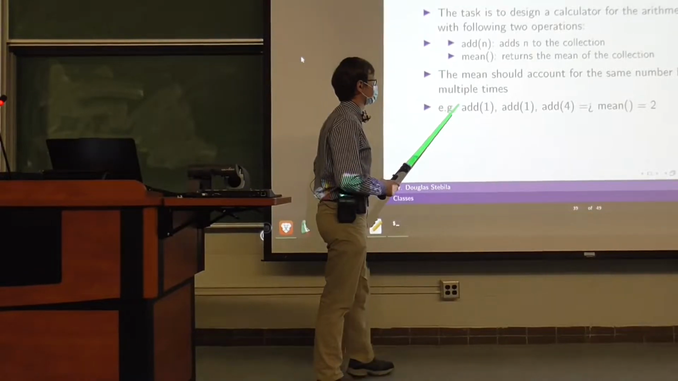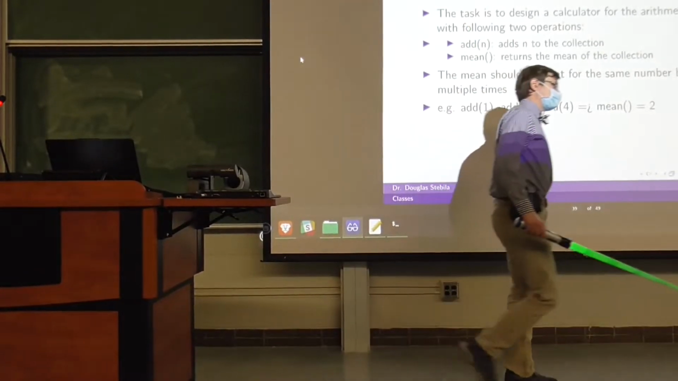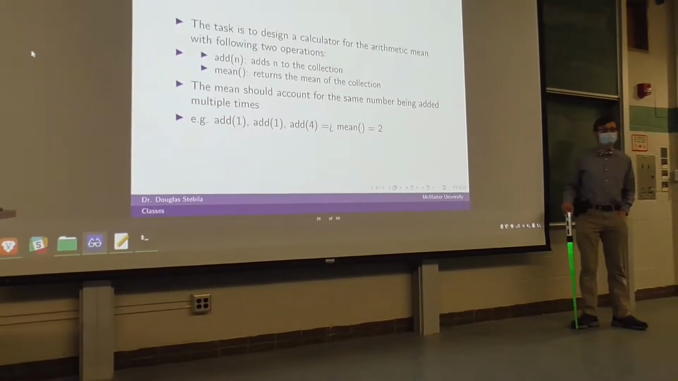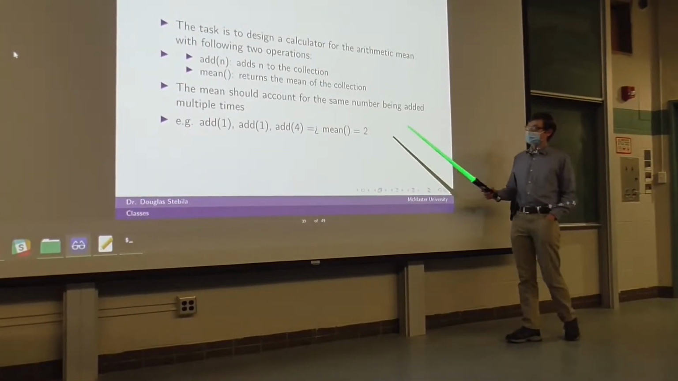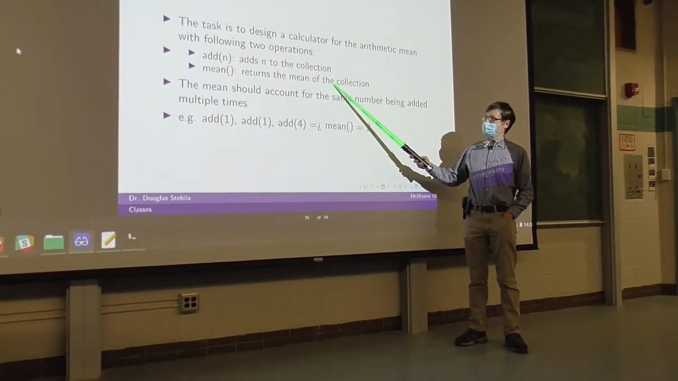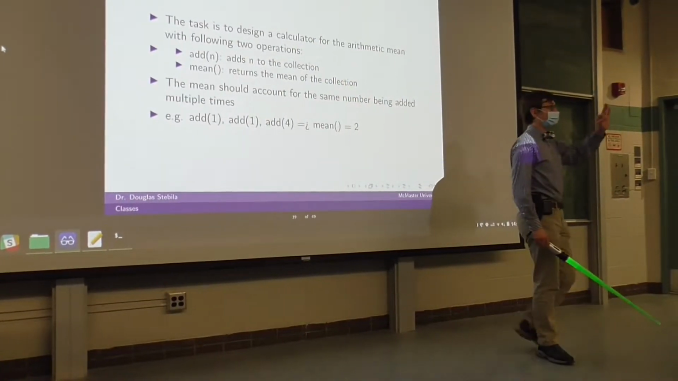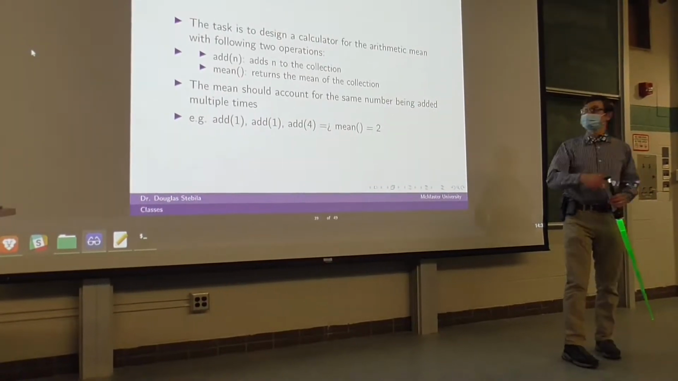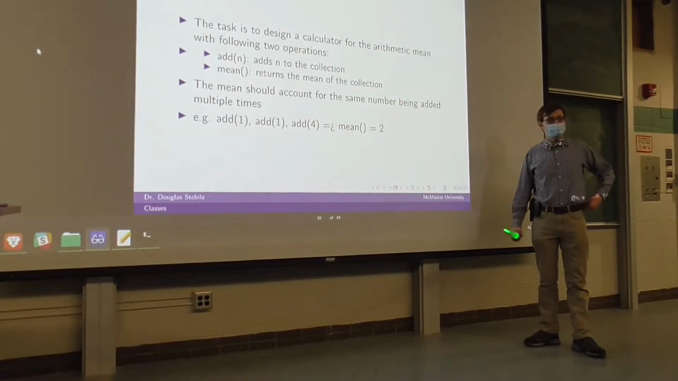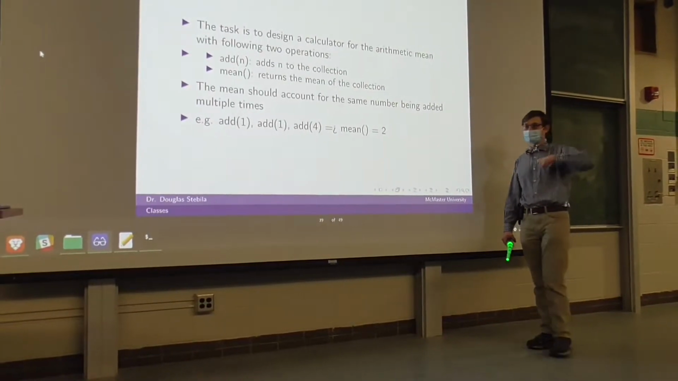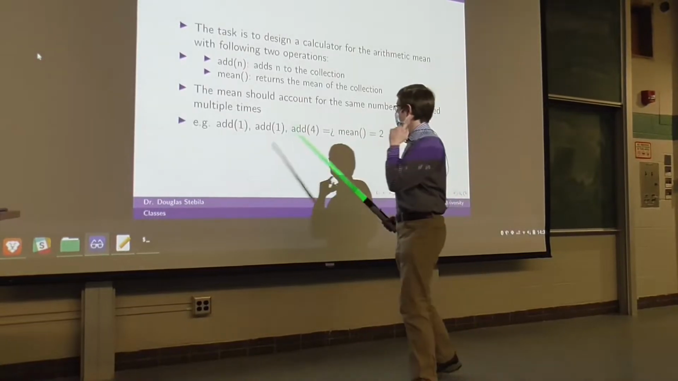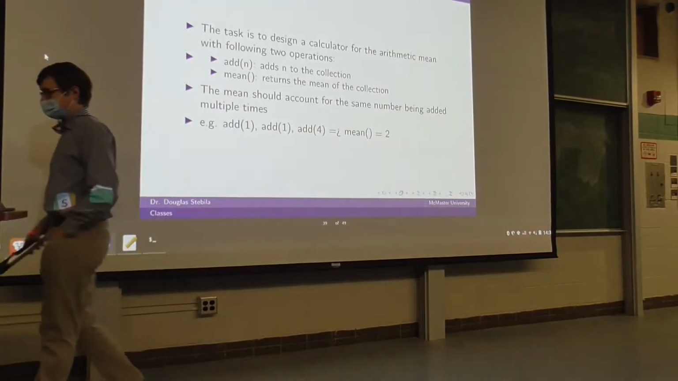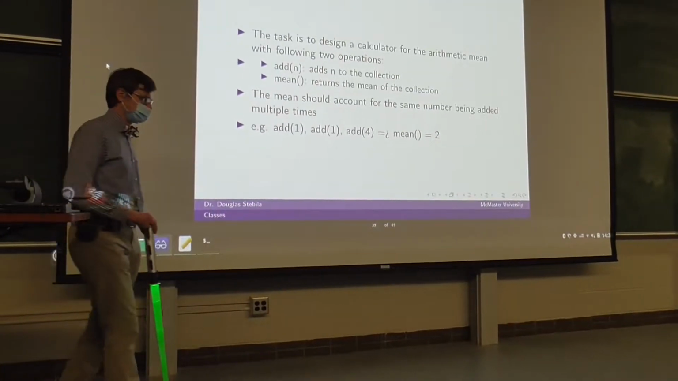So, this class that we are about to write to calculate the mean of a group of numbers should have two methods. Number one, we need some way to add numbers to the data set. And number two, we need some means of calling the mean out of that set of numbers. The mean should account for the same number being added multiple times, obviously.